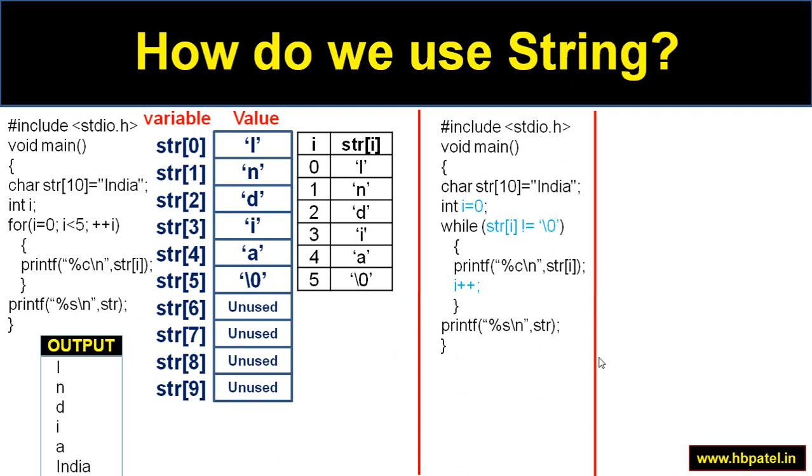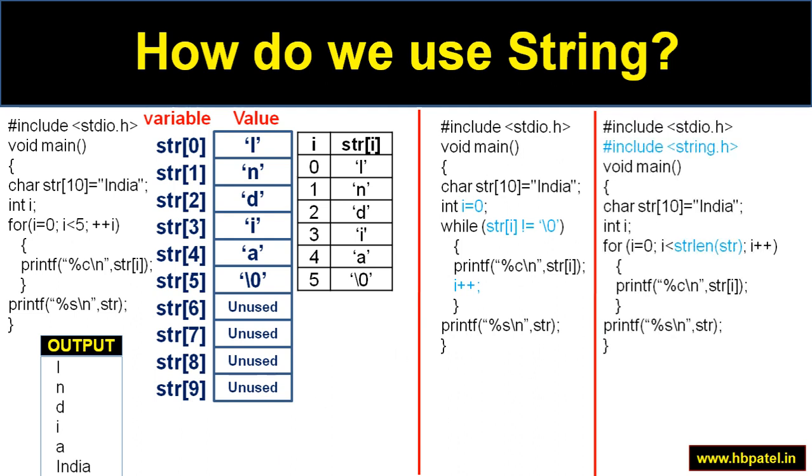Another way of doing it: we have a built-in function called strlen, which is string length. In brackets we specify the variable name. So strlen(str), for I, N, D, I, A, there are 5 characters, so this will result in 5. So this loop becomes i equal to 0, i less than 5.